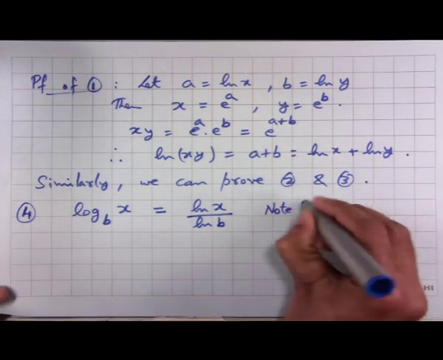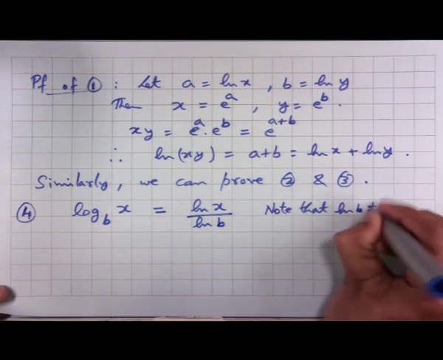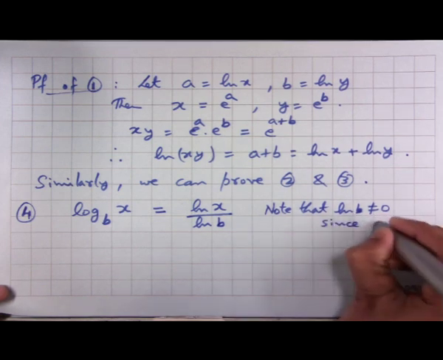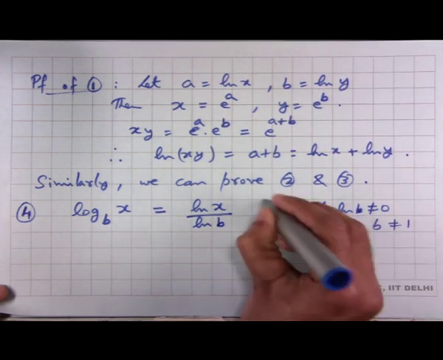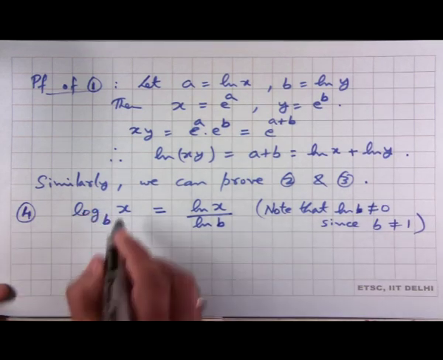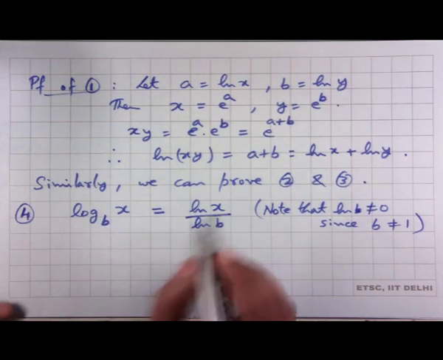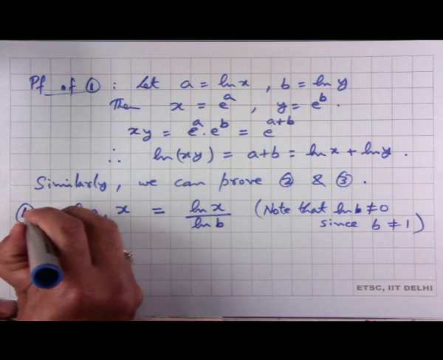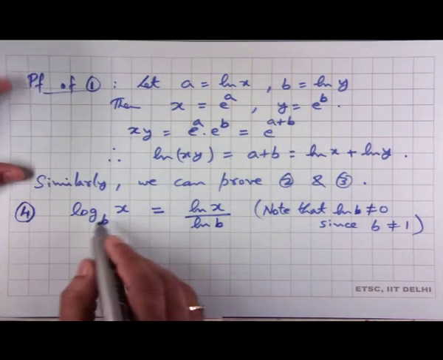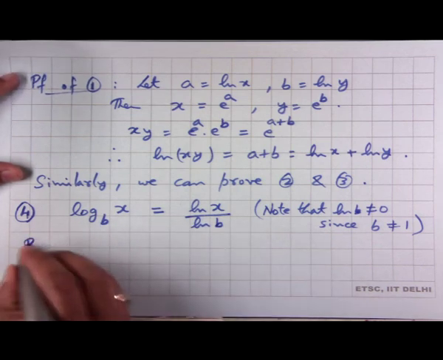Note that ln b is not equal to 0, since b is not equal to 1. So, any logarithm to any base can be converted into natural logarithm. So, it is enough to study natural logarithm, and then we can deal with logarithm to any base b. So, this again one can prove.